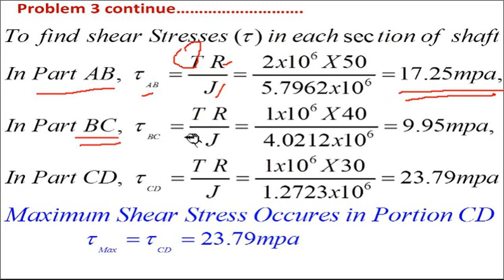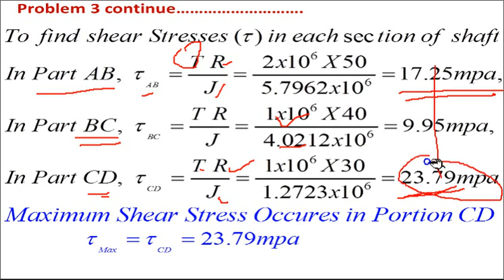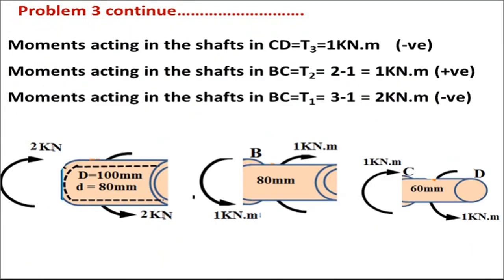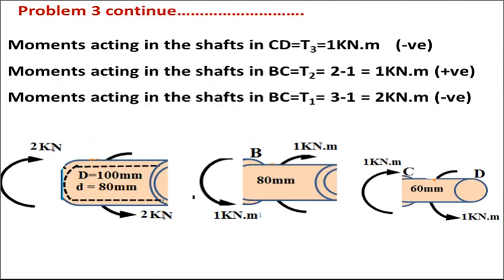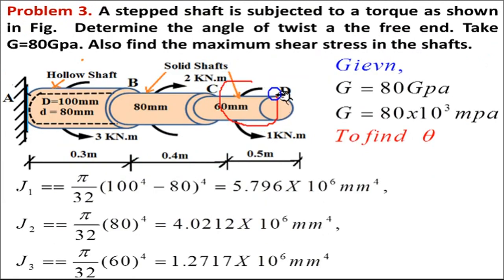Similarly, for part BC, you consider all the dimensions of BC, diameter of BC, polar moment of BC. Similarly, for CD, torque in CD, radius of CD, polar moment of area of CD, then you will get the value of shear stress 23.79. If we compare all the three values, the maximum one is 23.79, and that is nothing but the maximum shear stress. In the problem, they have asked us to calculate the maximum shear stress in the shaft, and shear is always maximum in the lesser diameter. Blindly you can directly find the stress in the lesser diameter.